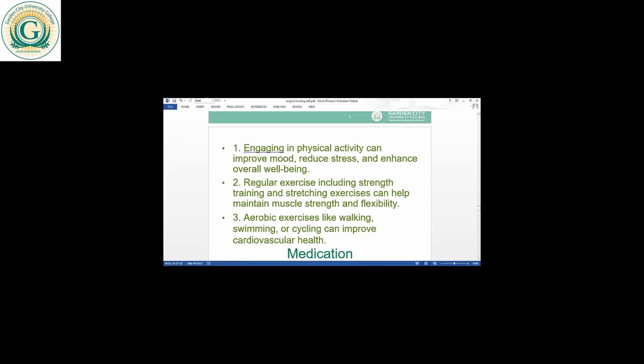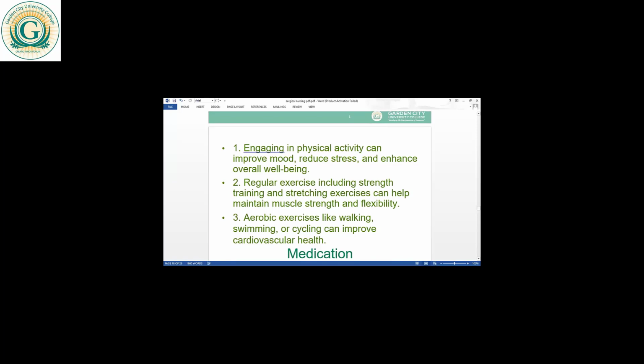We also talk about activity. Encouraging physical activity can improve mood. It can reduce stress and enhance overall well-being. Regular exercises including strength training and stretching exercises can help maintain muscle strength and flexibility. We talk of aerobic exercises like walking, swimming, cycling. They all can improve cardiovascular health.